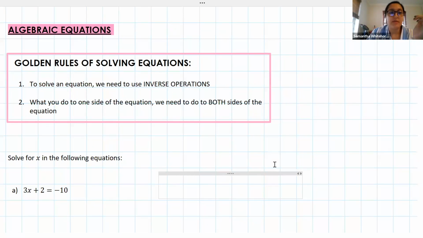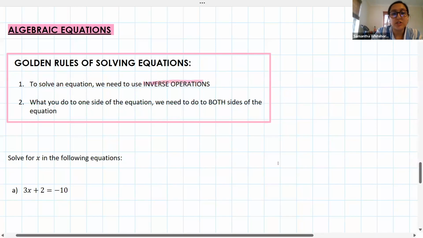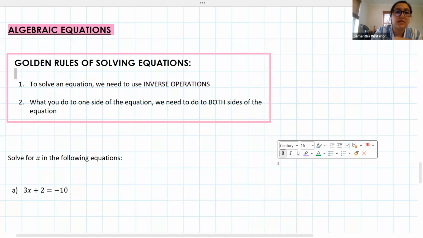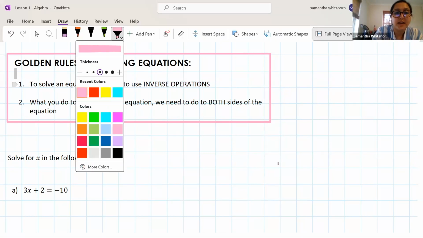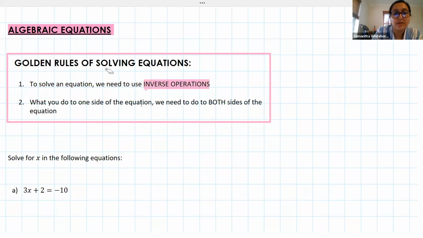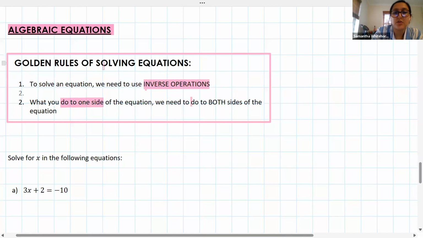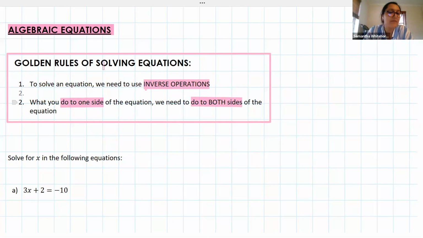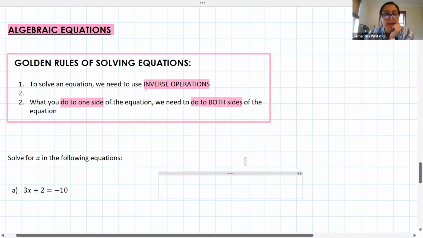And there's 2 important things we need to remember. Firstly, we need to use inverse operations in order to solve our equation. And the second thing that we need to remember is that what you do on one side of the equation, you have to do to both sides of the equation. So basically, if you times one side of your equation by 3, you have to times the other side of your equation by 3. The reason for this is because an equation is a scale almost, it's a balance. If you're going to do something on one side to keep that equation in balance, you have to do the same thing on the other side.